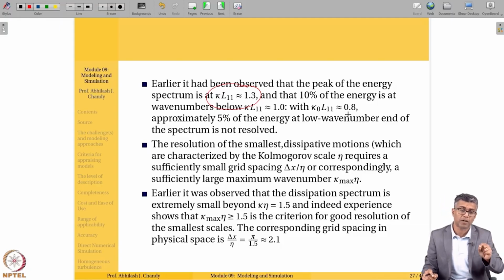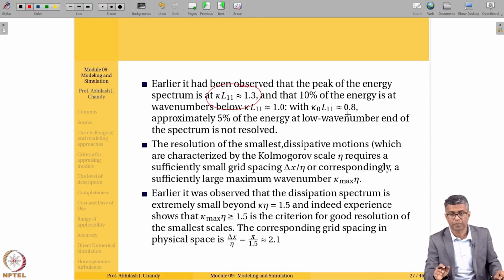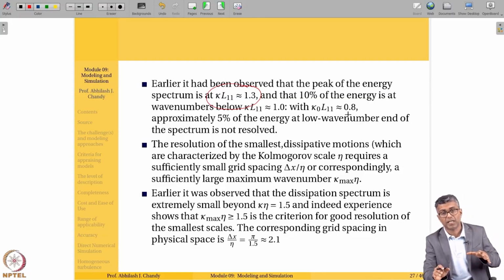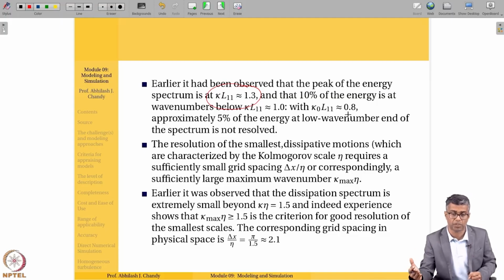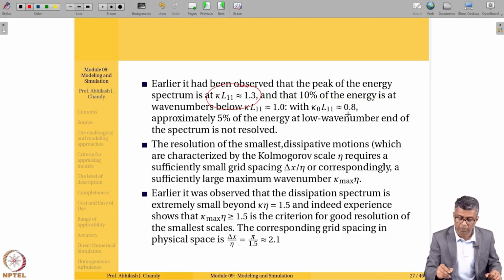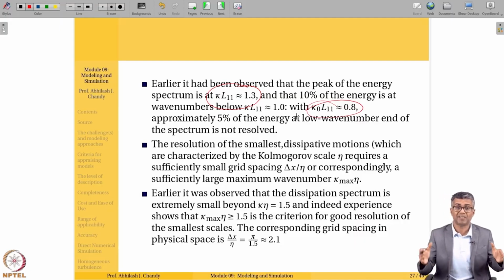So we saw that the peak of the energy spectrum was at kappa L11 approximately equal to 1.3. 10% of the energy is at wave numbers below kappa L11 equal to 1.0. Only 10%. The 90% of the energy is contained in wave numbers above that. Which means if you use something like kappa naught L11 approximately equal to 0.8, then you're missing out on 5% of the energy. I hope that is clear. So that is as far as the energy containing range. That is as far as the limit of L is concerned. The limit, as in the upper limit of your box size is concerned. Okay, that is your upper limit of the box size.